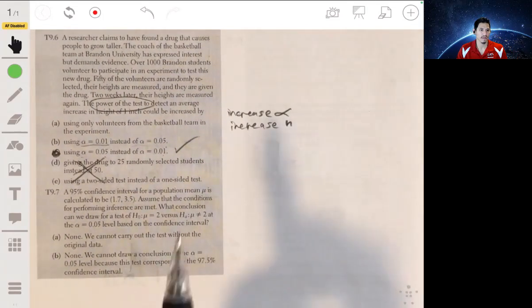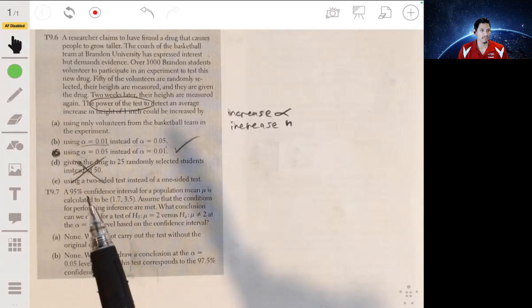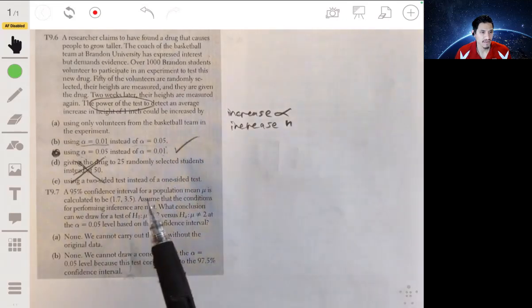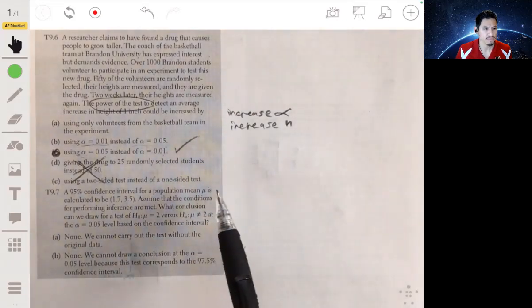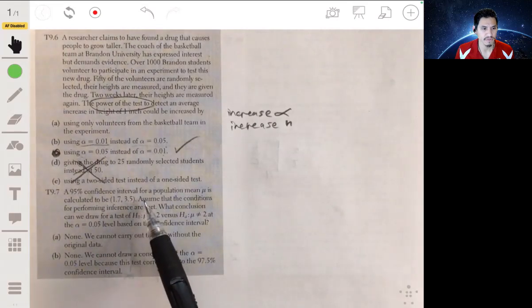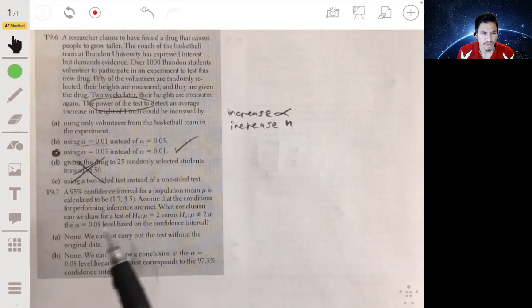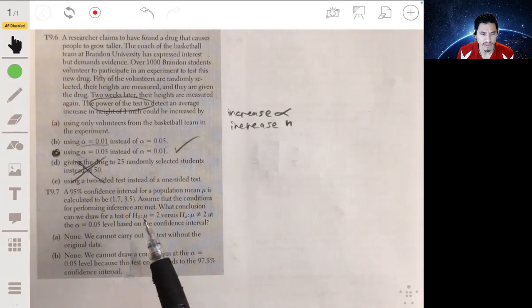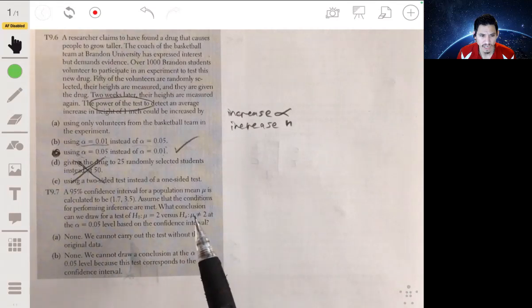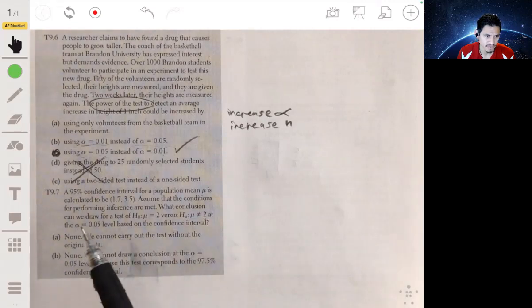All right. Now, number 7. A 95% confidence interval for a population mean mu is calculated to be 1.7 to 3.5. Assume the conditions for performing inference are met. What conclusion can we draw for a test of H0, the population mean equals 2, versus HA, the alternative hypothesis, mu is not equal to 2, at alpha equals 0.05?